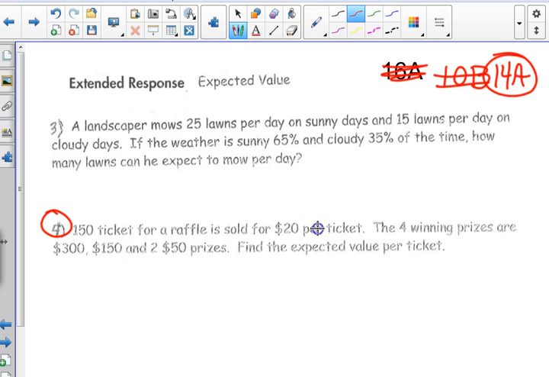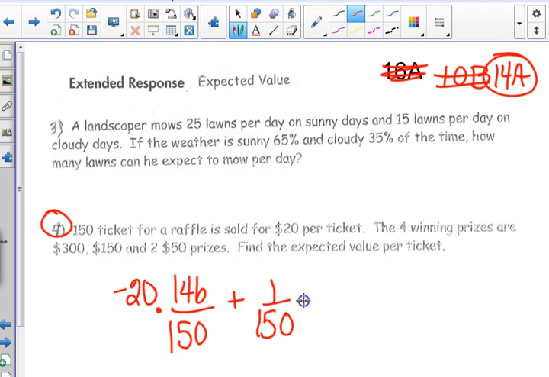150 raffle tickets sold for $20 each. So you're going to lose $20. If there are four winning tickets, you're going to lose $20 how many times? Out of 150 tickets, there are four winners, so 146 out of 150 times, you're going to lose $20. Everybody okay with that? Then one out of 150 times, you're going to make $300, but not really because you bought the $20 ticket, right? Another one out of 150, you bought the $20 ticket and made 150.